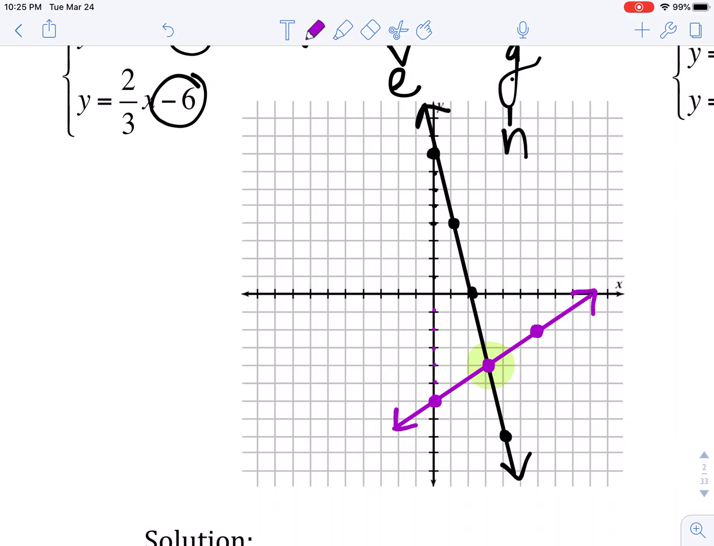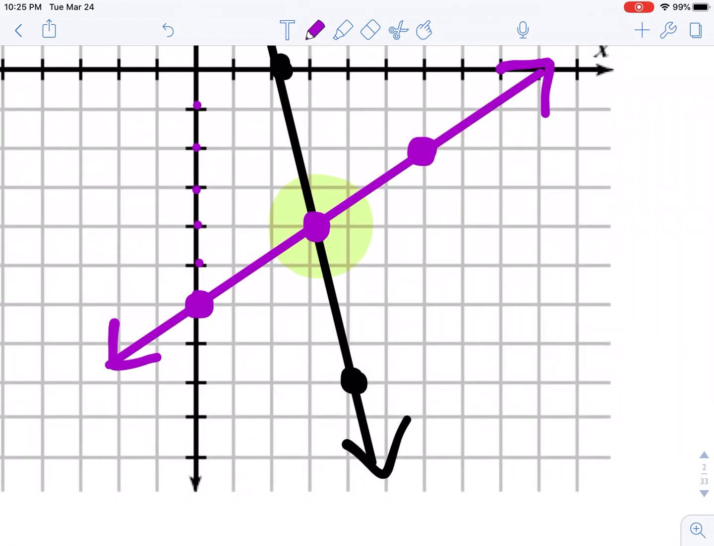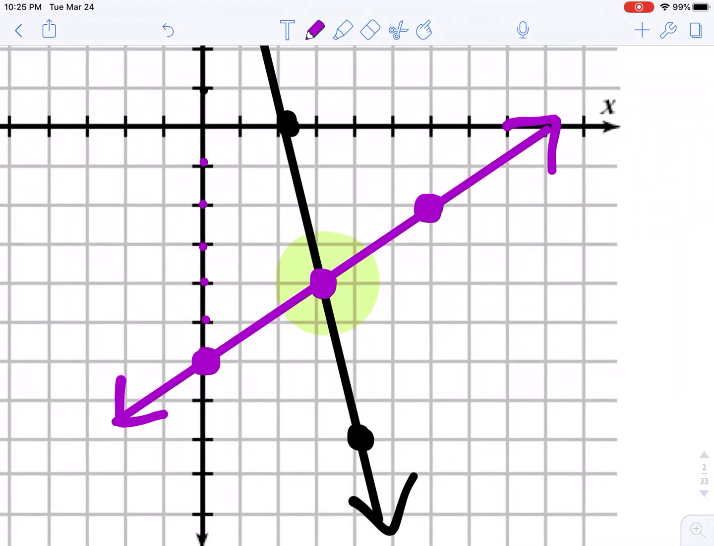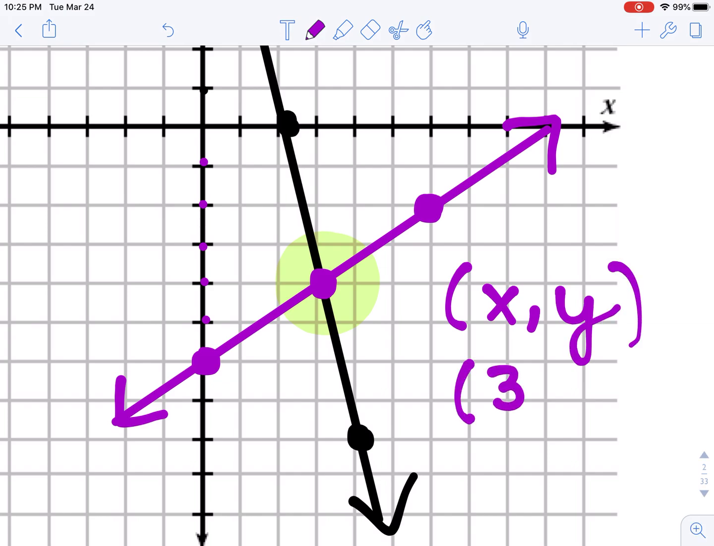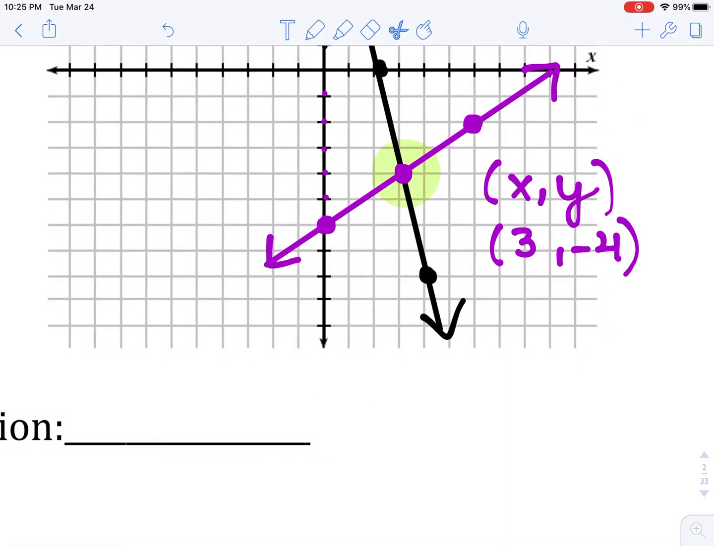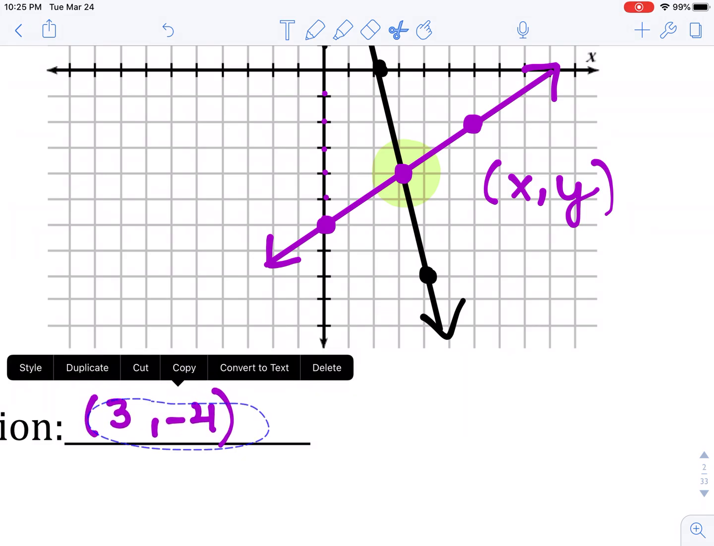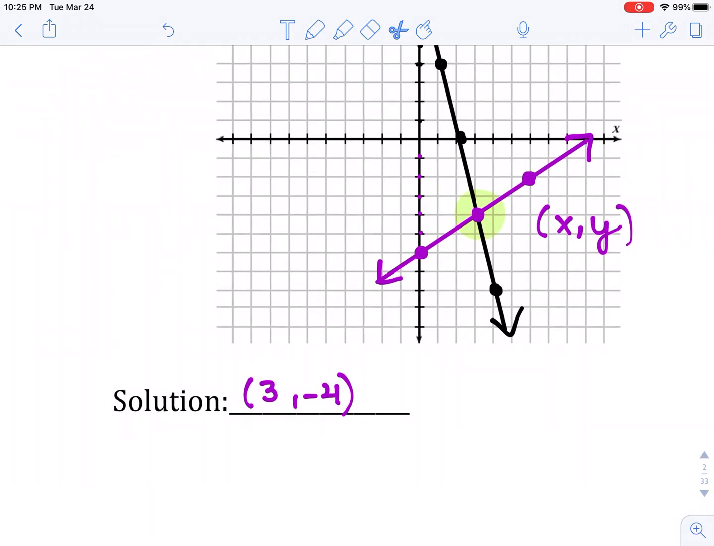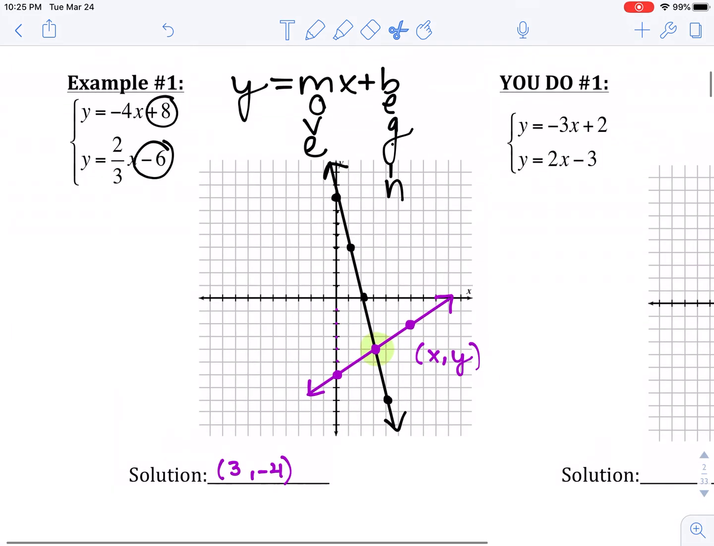All that needs to be done now is name that point. Okay, the coordinates of that point, remember points are x, y. The x coordinate of that point is 3, and the y coordinate is negative 4. So those 2 lines cross at the point 3, negative 4. So that would be the solution. That is the only point that lies on both of those lines. It's really that simple. You graph both lines, find where they touch, okay?